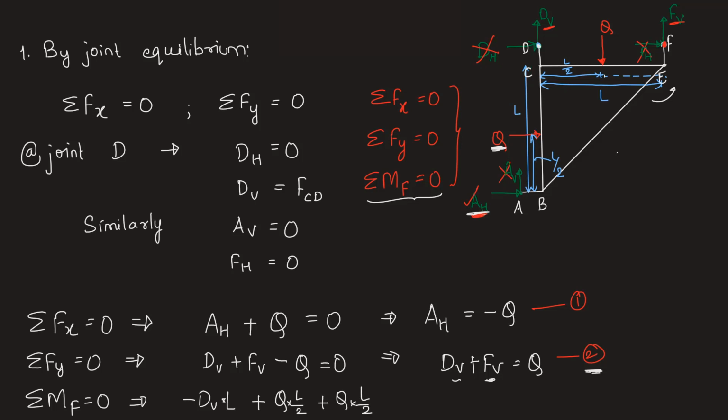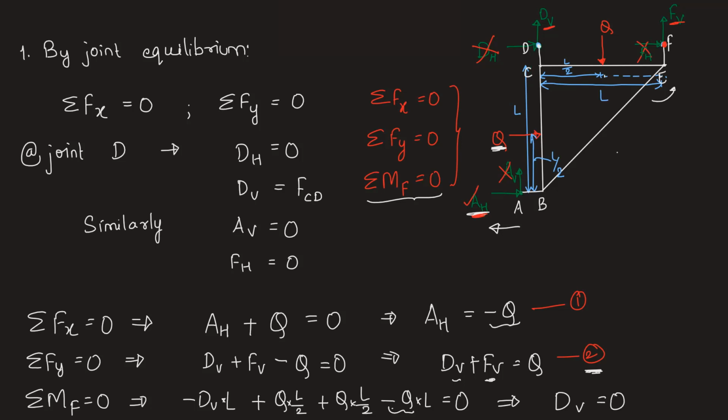And AH here is going to form a clockwise moment because we have determined that it is negative of Q. So it should be towards the left. So it's going to form clockwise moment about point F. We have minus Q into L. This will be equal to 0. Don't get confused here. AH into L is the moment and AH value is minus Q. So we have the moment as minus Q into L. Simplifying this, we will get force DV is equal to 0.